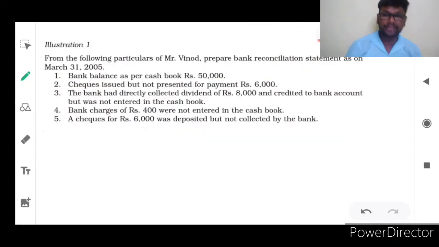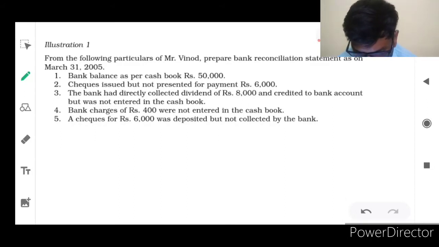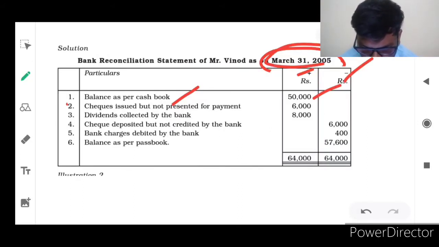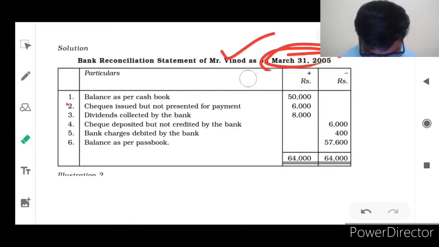So we can discuss this illustration 1. From the following particulars of Mr. Vinod, prepare a bank reconciliation statement as on 31st March 2001. What we learned: the date should be written on the top. For whom have we written the date? It is Vinod's cash book, so you are Vinod. Okay. Now, what's the first one?